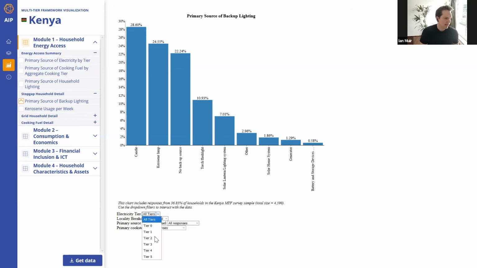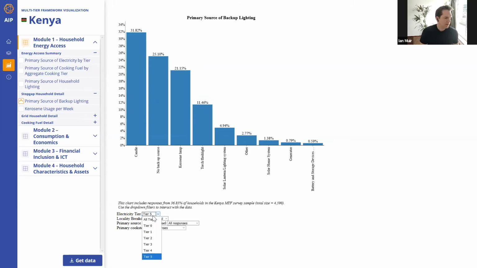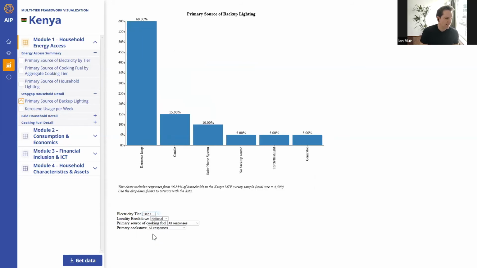And you can see how that differs between people that have tier 5 access or people that have, say, tier 1 access via solar system. The difference between kerosene use and candle use is pretty fascinating. It has greenhouse gas implications, but also expenditure implications for households.